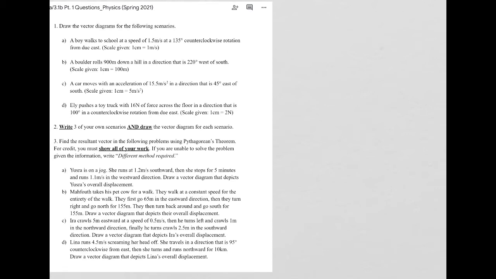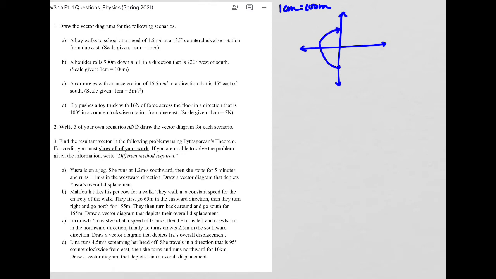Okay, so letter B, same thing. I'm going to draw this axis. My scale given is 1 centimeter equals 100 meters. It says that a boulder rolls 900 meters down a hill in a direction that is 220 degrees west of south. West of south means we're starting at south, and we're going to go 220 degrees in the westward direction. So here is 180 degrees.